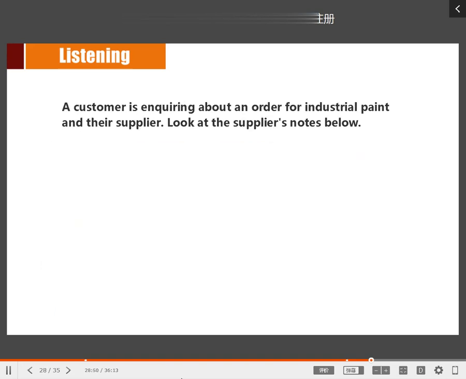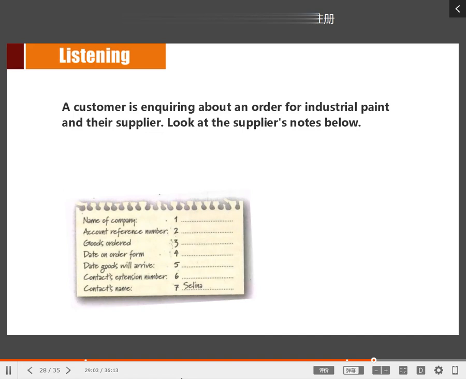Okay, then let's take a look at another scenario. Say a customer is inquiring about an order for industrial paint and their supplier. So let's take a look at the supplier's notes below. Alright, so the notes include name of the company, account reference number, goods ordered, date on order form, date goods will arrive, contacts, extension number, and also contact's name.